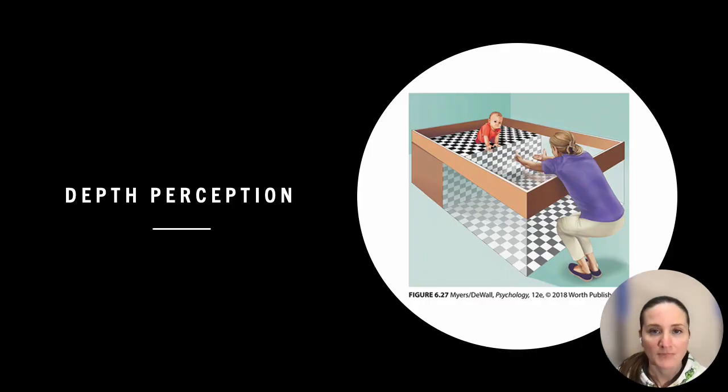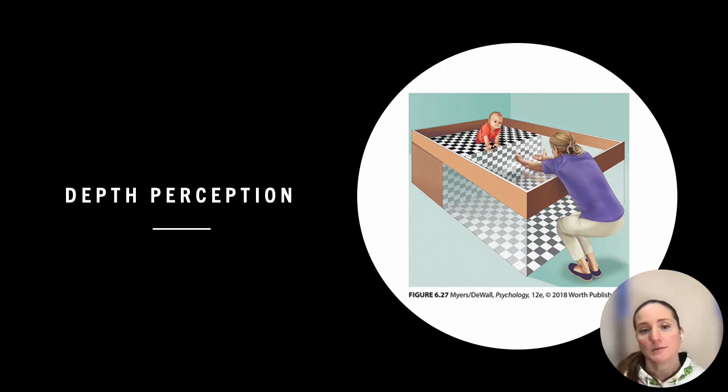Depth perception, as illustrated on the slide, is the visual cliff. This is a test of early 3D perception. Most infants refuse to crawl across the visual cliff. It was also found that crawling, no matter when it begins, seems to really increase an infant's fear of heights.